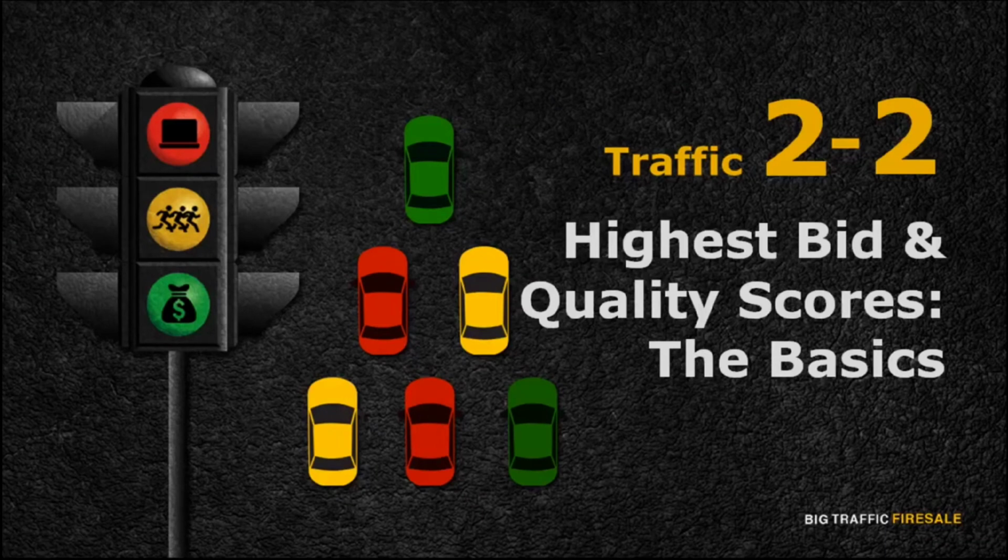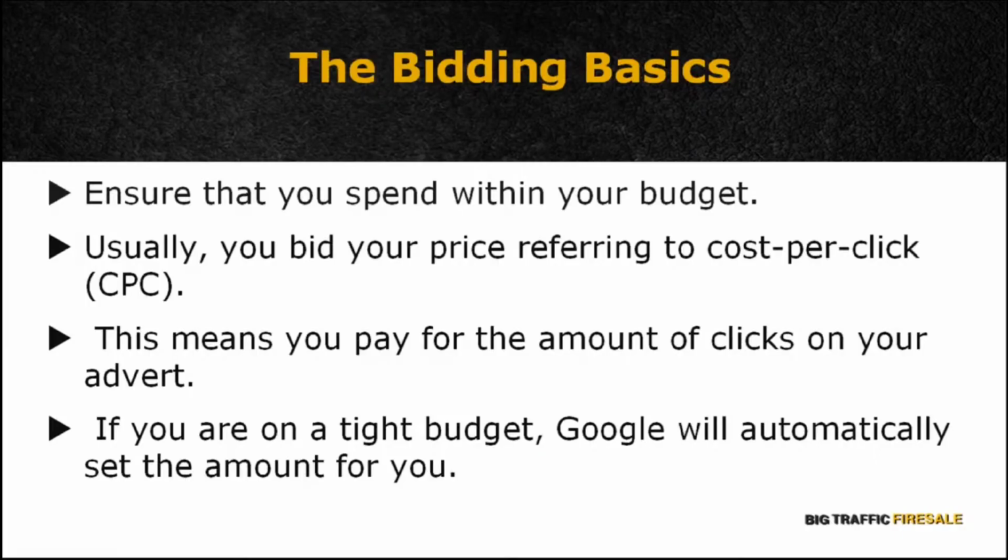Welcome back. In this module, you'll learn 2 major components that determine the success of your adverts: the highest bid and quality score. Now, let's understand the basics of bidding. Let's say most of us here have started out with our AdWords campaigns. First and foremost, you want to ensure that you spend within your budget, and for starters, it's common to bid your price referring to cost per click, CPC.